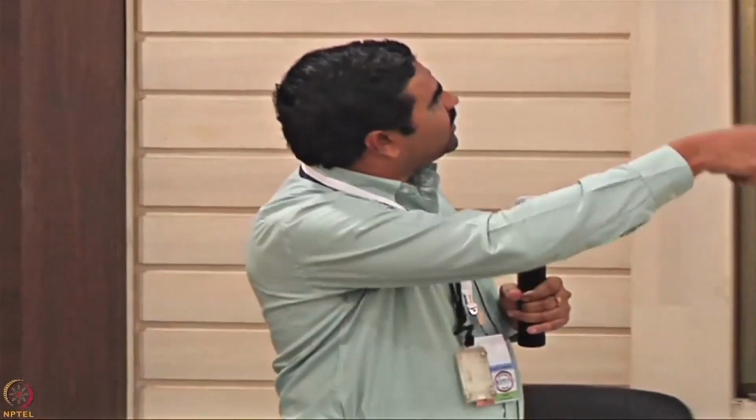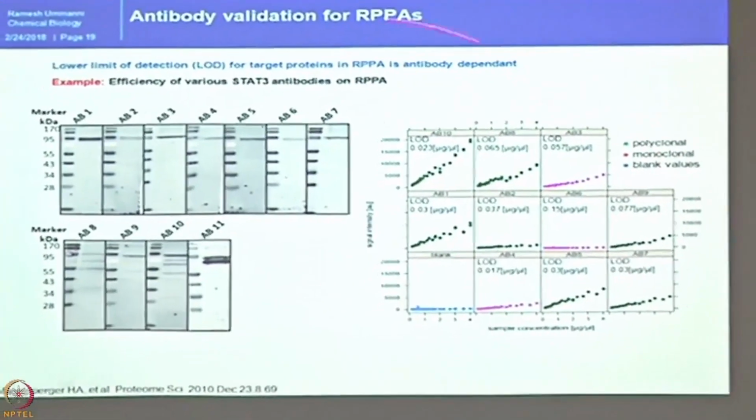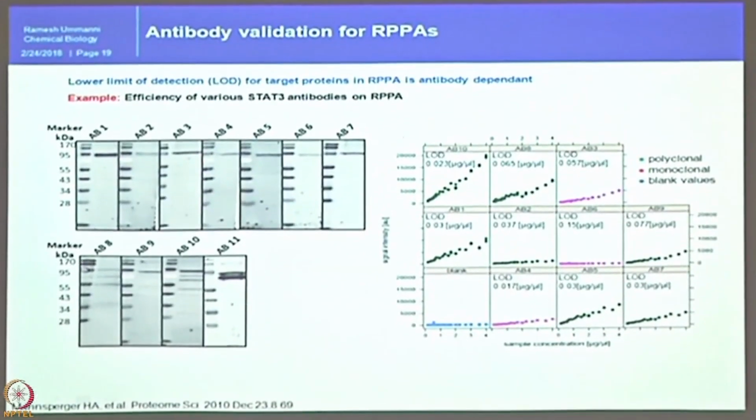For example, in this slide you can see different STAT3 antibodies detecting STAT3 in the same sample in a different manner. You can see the LOD, the limit of detection. Some numbers are written here. I will circulate the slides to you also, so if you can't note the numbers, you can go through them later on. Green is a polyclonal, red is a monoclonal, blue is the blank values. You can see that different signals are going on a different scale along the y-axis.